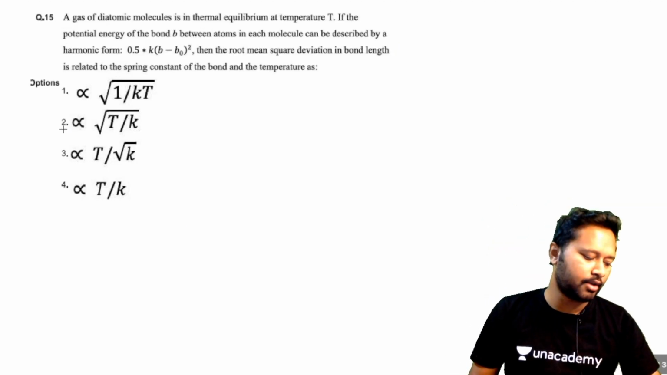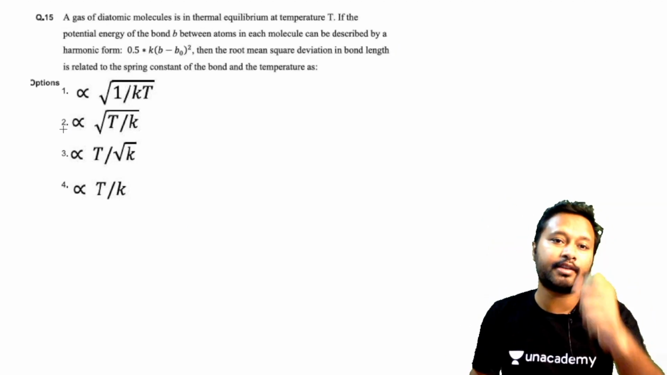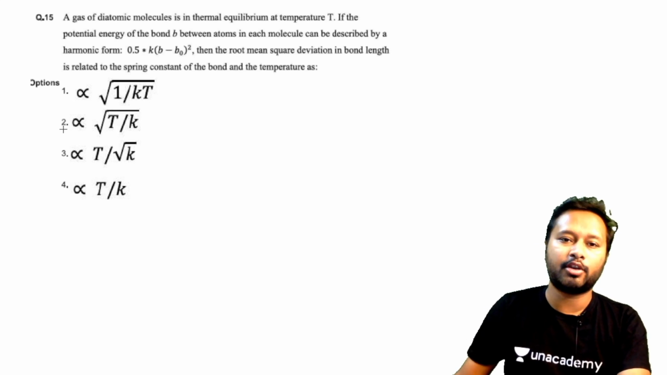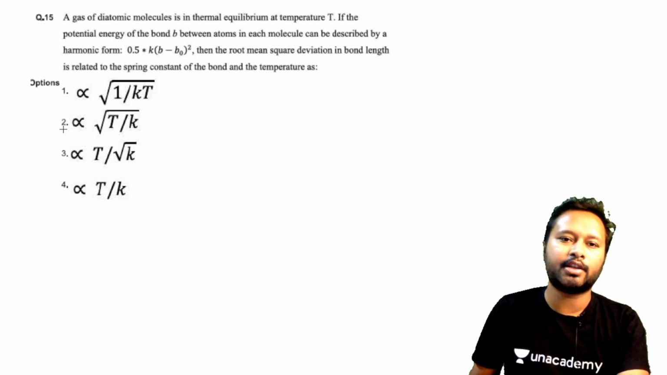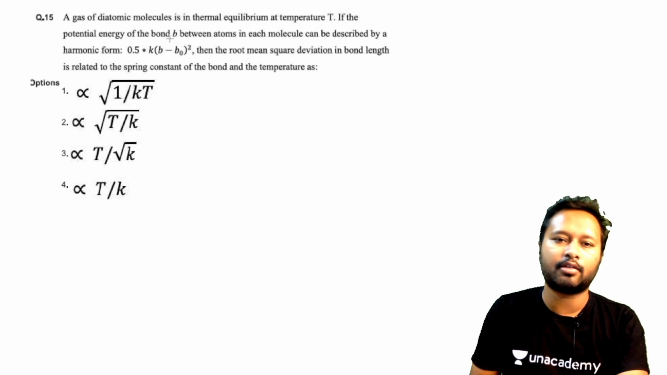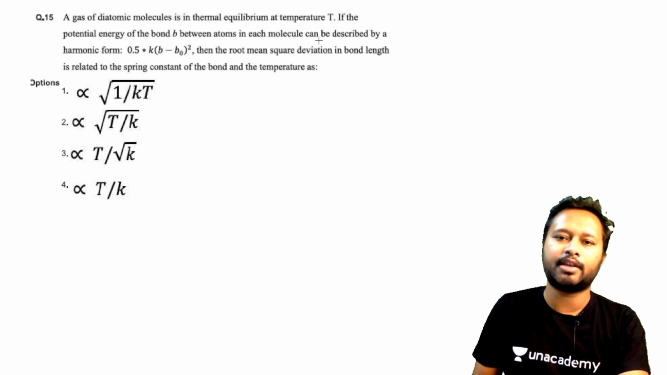Now this question says that a gas of diatomic molecules is in thermal equilibrium at temperature T. If the potential energy of the bond B between the atoms in each molecule can be described by a harmonic form, the harmonic form is 0.5 into K into (B minus B naught) squared.